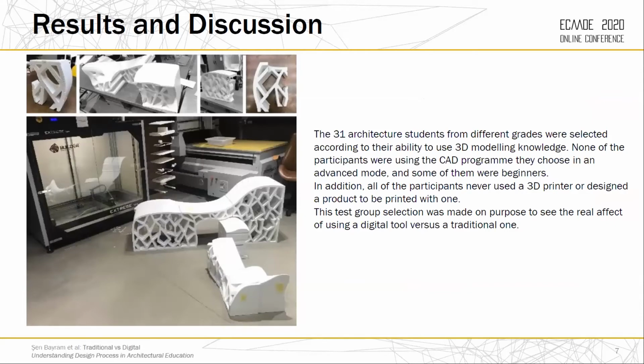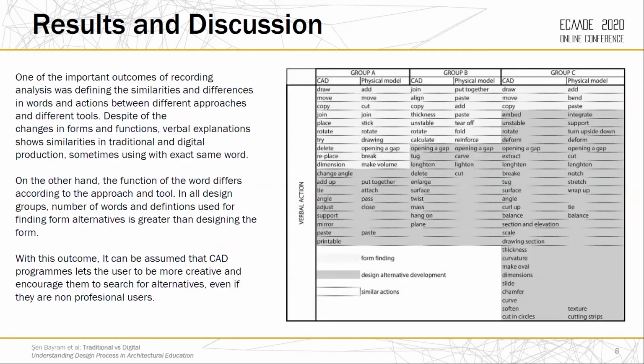After the workshop, we deciphered and classified these video and audio documents in terms of design operations, then analyzed the relationship between the design approaches, tools, and process in detail by observing the frequency of used concepts and actions. Here you see frequently used actions and concepts during the physical and digital model making process. I'm not going to explain the analysis in detail because of the time constraint, but will directly pass to the findings.